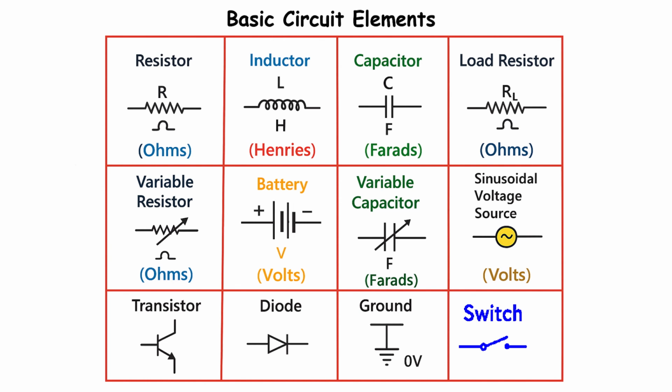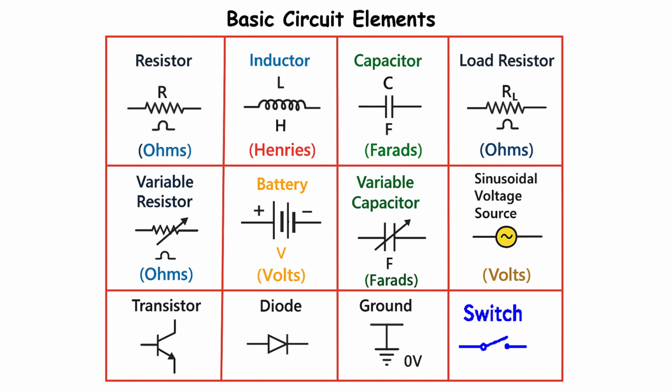Our last element in the top row is the load resistor. Now, you might be thinking, wait, didn't we already cover the resistor? Yes, we did. A load resistor is simply a resistor that represents the load of the circuit. The load is the part of the circuit that is actually doing the work, like turning electricity into light, heat, or motion. So, if you're building a circuit for an LED light, the LED itself acts as the load. In diagrams, we often draw it as a standard resistor but label it with a subscript L to make it clear that this is the component we're powering. It's still measured in ohms.